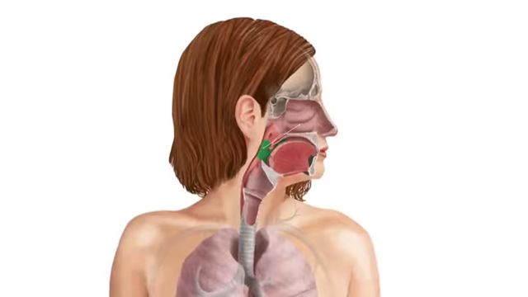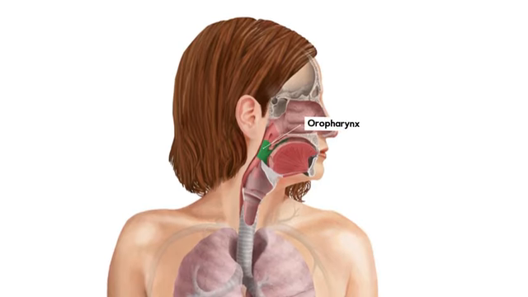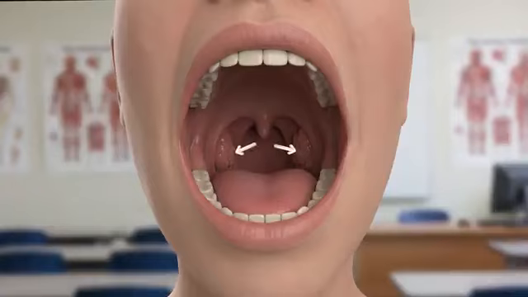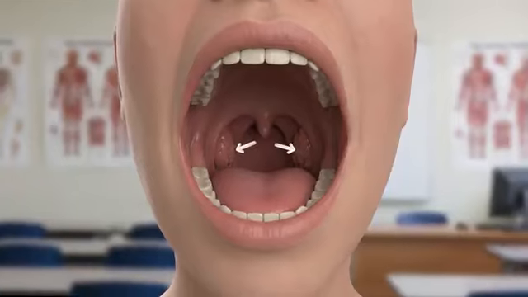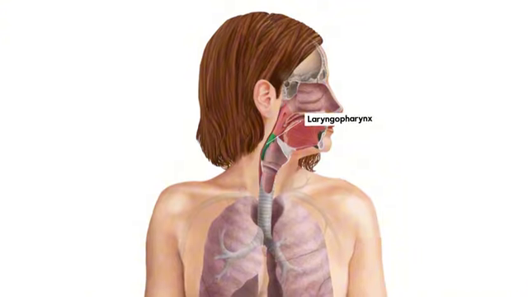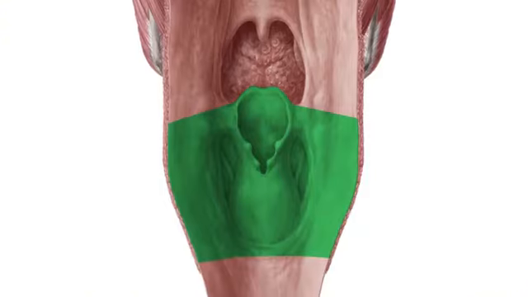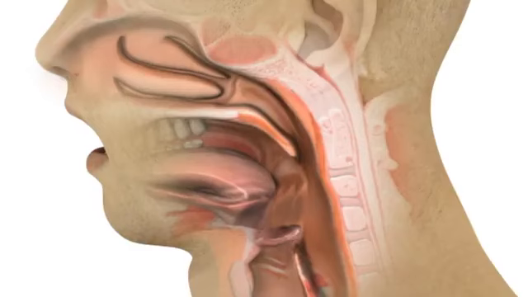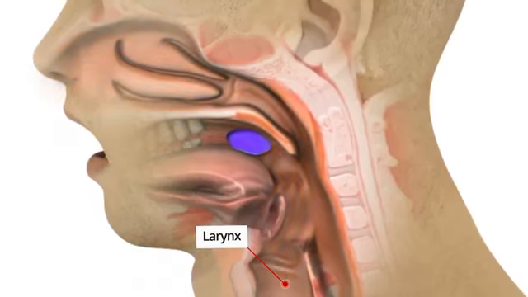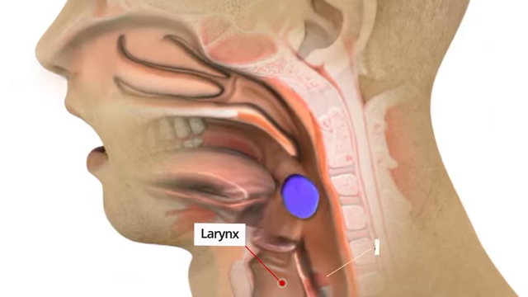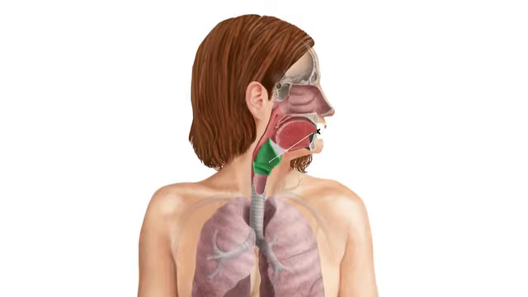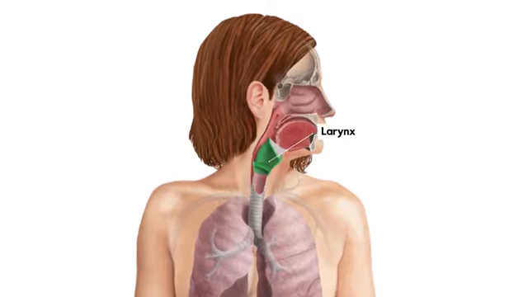The second part is the oropharynx. This is the part behind the mouth. Both air and food pass through here. The tonsils are located in this part. The third part is the laryngopharynx. This is the lowest part of the pharynx. Here, the pathway splits into 2 parts. One pathway goes toward the larynx, which is the airway, and the other pathway goes toward the esophagus, which is the food passage.